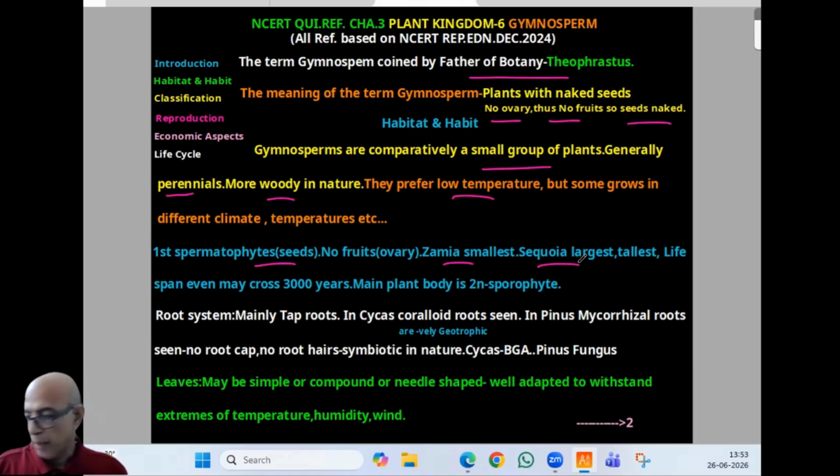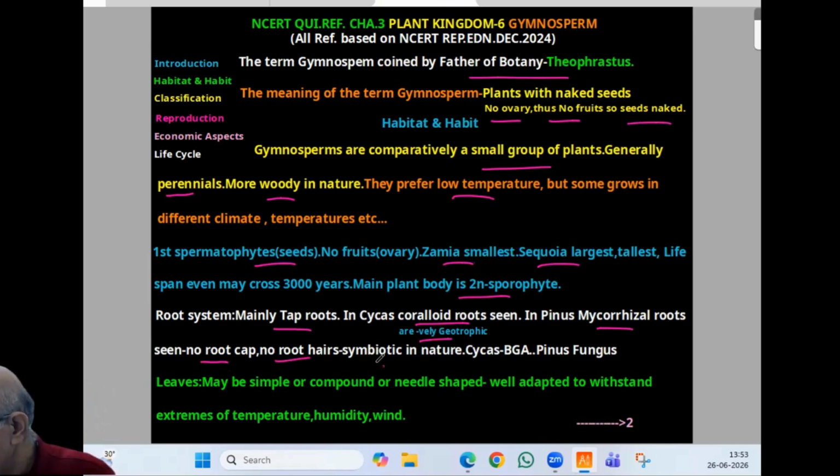The plant body is diploid, that is 2n. When we come to the root system, 3 types we can generally find. Mainly they are taproots. But in cycas, we can find coralloid roots. They are negatively geotropic, and some microorganisms are also seen in these cycas roots. In pinus, we can find mycorrhizal roots with fungus. In mycorrhizal roots, there is no root cap and no root hair, and they are symbiotic in nature. So in cycas coralloid roots, we can find blue-green algae. In pinus, we can find fungus. I think I made it clear.